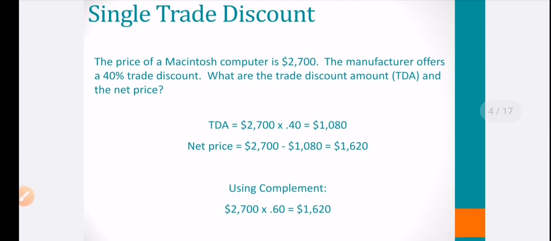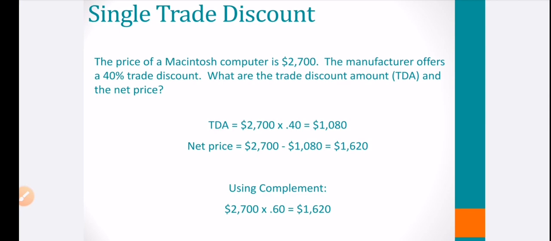Single trade discount. We go for this example. The price of a Macintosh computer is 2,700 US dollars. The manufacturers offer a 40% trade discount. So they offered a 40% discount on this amount, which is 2,700. So what are the trade discount amount and the net price?